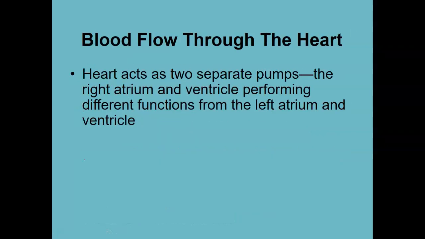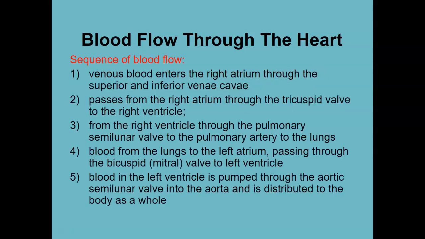So the heart itself acts as 2 separate pumps, the right and the left side, performing different functions, taking deoxygenated blood out to the lungs for recharging, and taking oxygenated blood out to the body to deliver oxygen for cellular respiration. So what is the sequence of the blood flow? I'm not going to read this slide, but it's important for you to remember and maybe memorize the direction of blood flow through the heart.